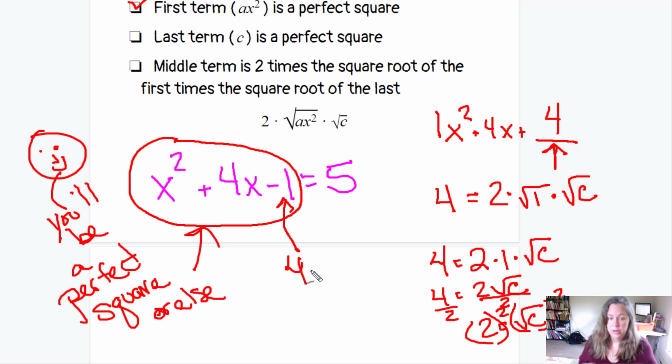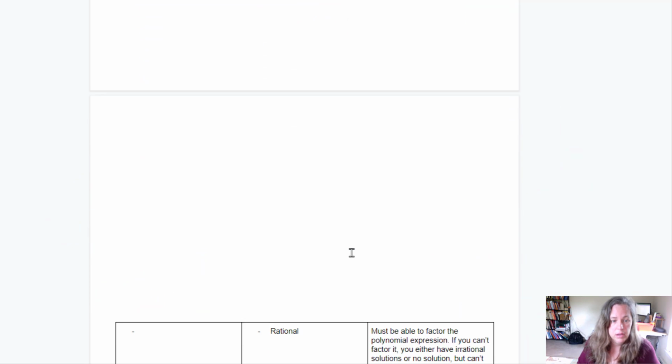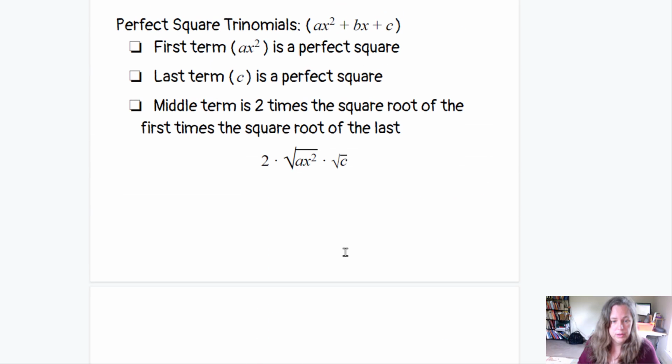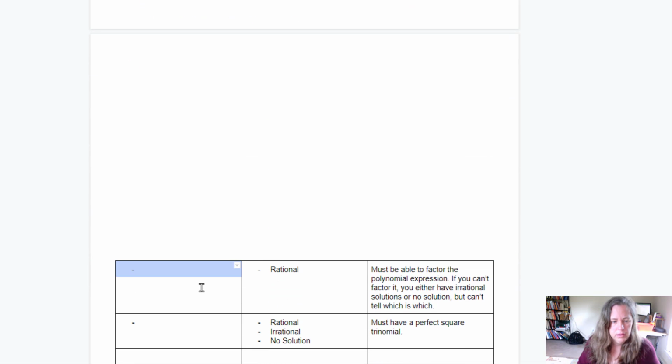So that's what we're going to do in the future, but right now we're just going to take a few notes on how to make something be a perfect square trinomial.